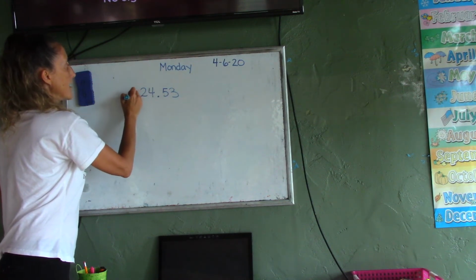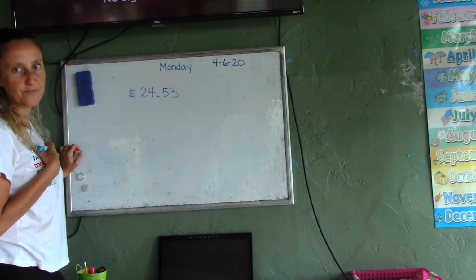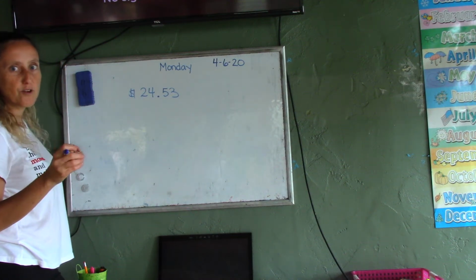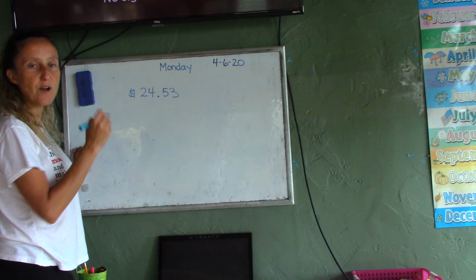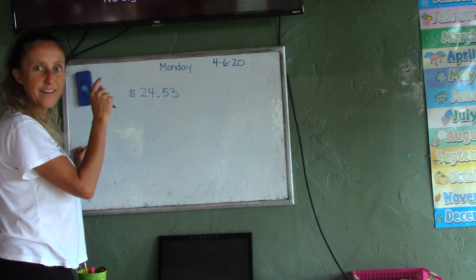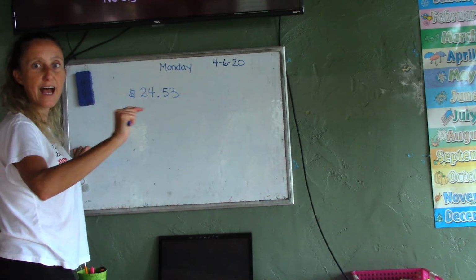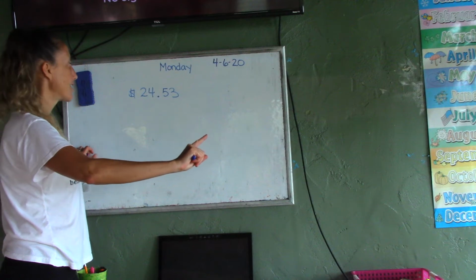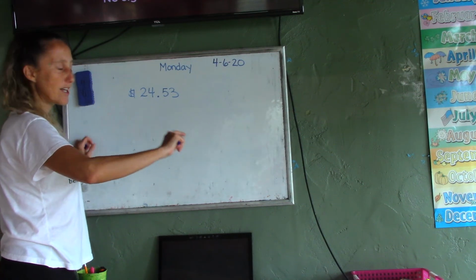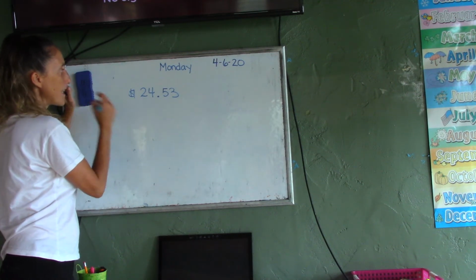Okay? I need to write a check. So as we learned before, when you write a check, you're writing out the number, right? On that second line down, you're writing out the number 24 and 53 cents, right? So we're going to write it like this.